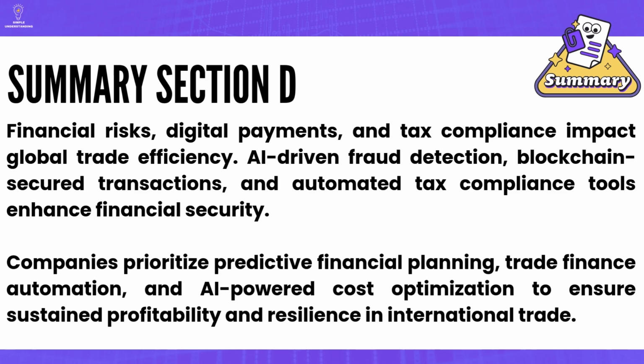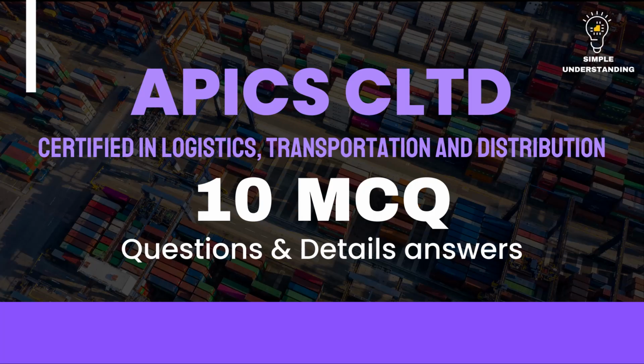Summary. Financial risks, digital payments, and tax compliance impact global trade efficiency. AI-driven fraud detection, blockchain-secured transactions, and automated tax compliance tools enhance financial security. Companies prioritize predictive financial planning, trade finance automation, and AI-powered cost optimization to ensure sustained profitability and resilience in international trade. Let's take a small practice test for Section D.